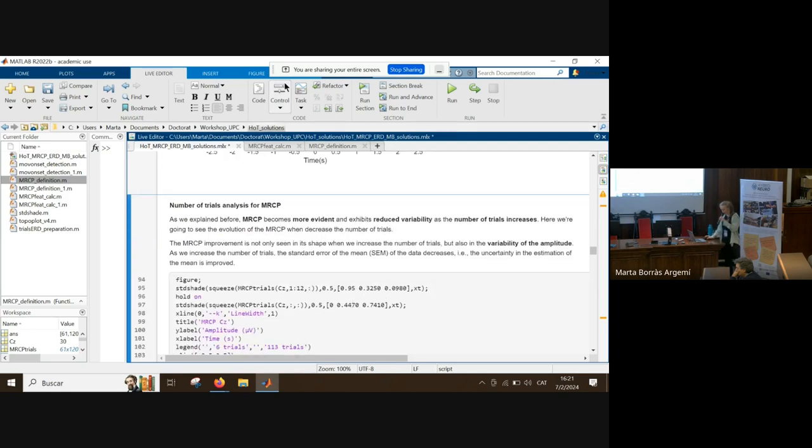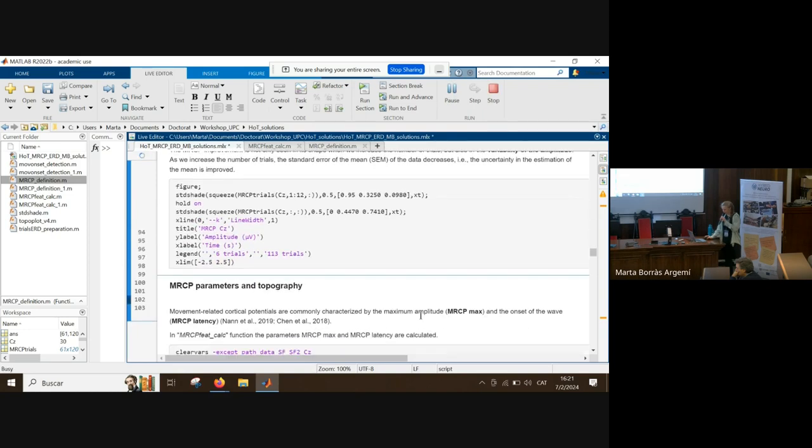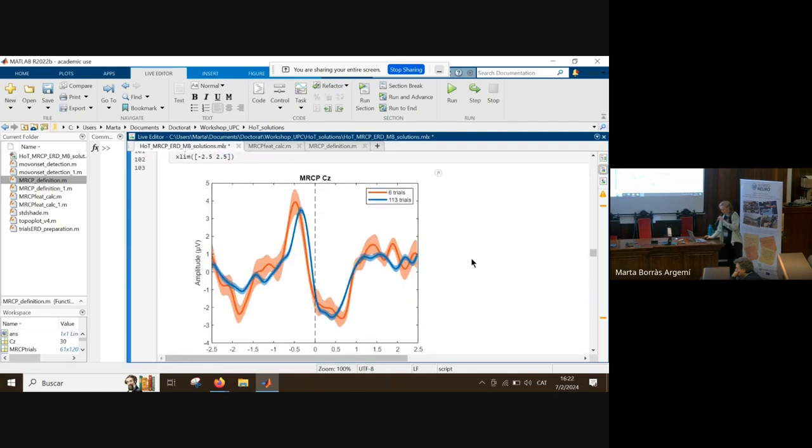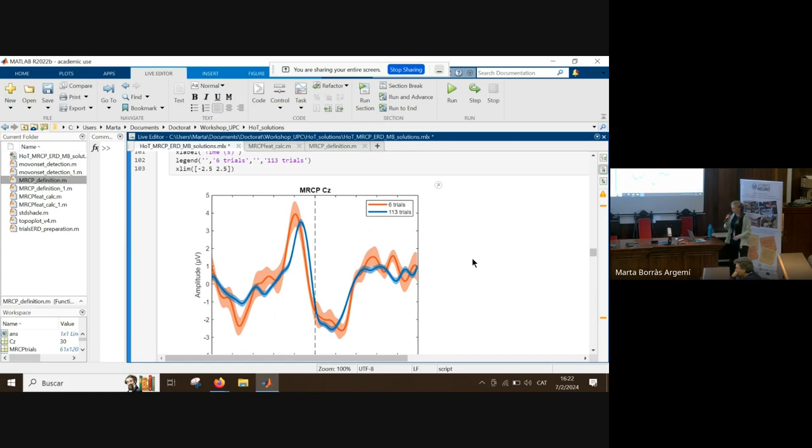If you run the following section, you don't have to do anything here, just run it. You will see a figure in which I plot the signal for 6 trials and the same signal for 130 trials. The shape of the movement-related cortical potential is more or less good in both cases, and maybe it's better for 130 trials.